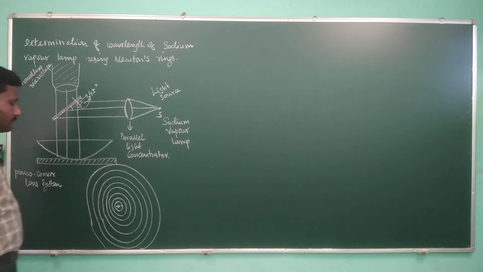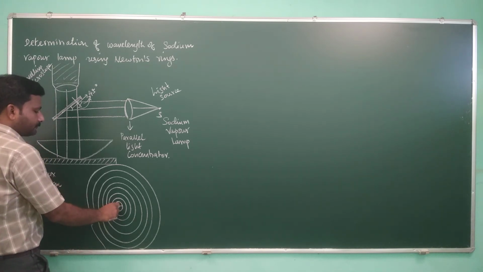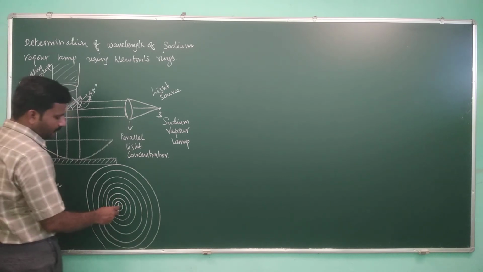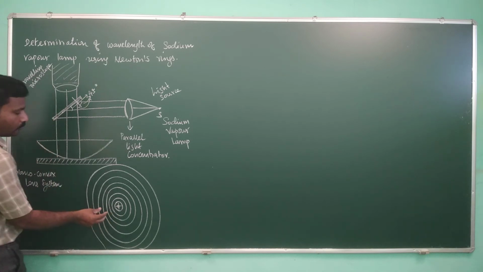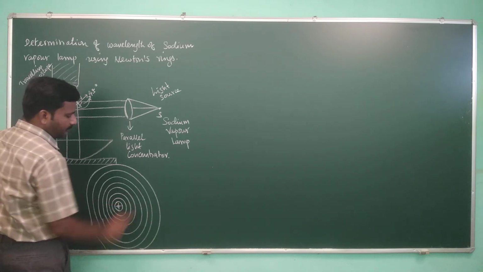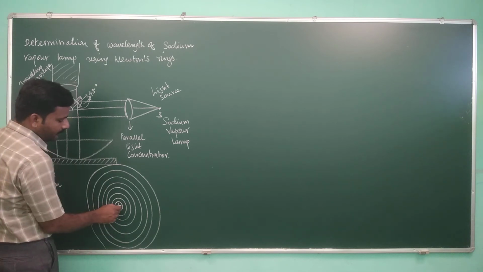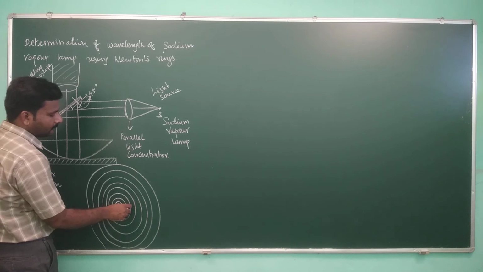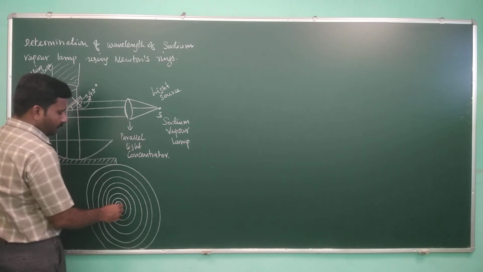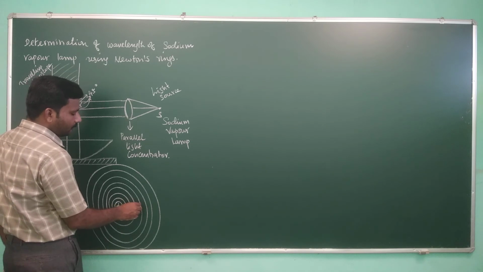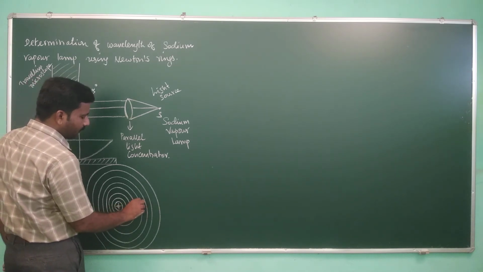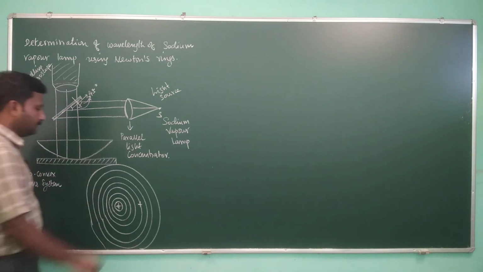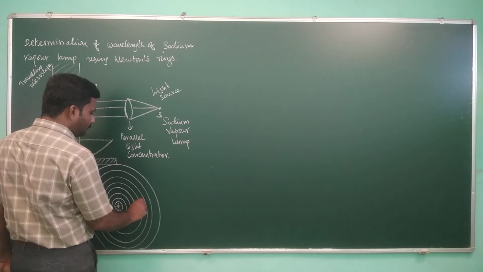Now what we have to do is spot the center. We have to put the crosswire at the center. Then slowly we have to move the traveling microscope from the center to the right side. The first is the first ring, second ring, third ring, fourth ring, right? So we can say that this is the fourth ring and this is the fifth ring. So we can fix the crosswire at the fifth dark ring. Then you can fix the crosswire on the fifth dark ring.